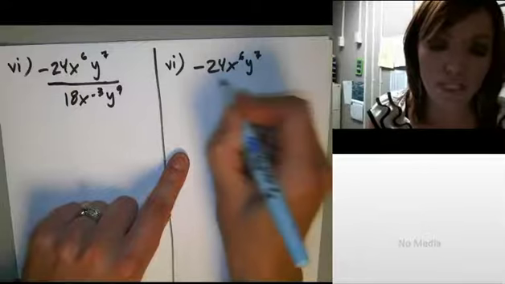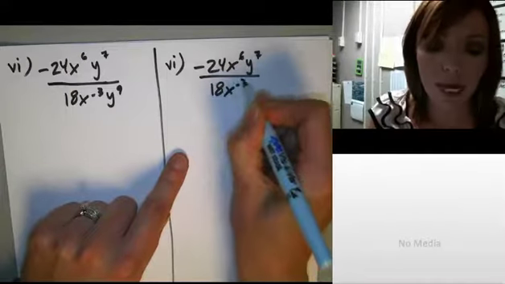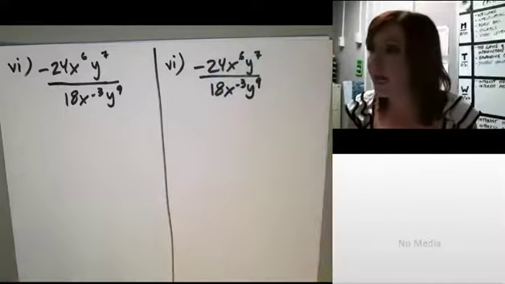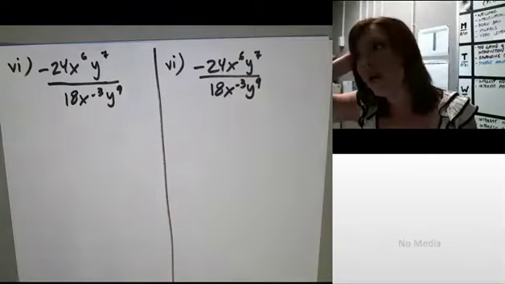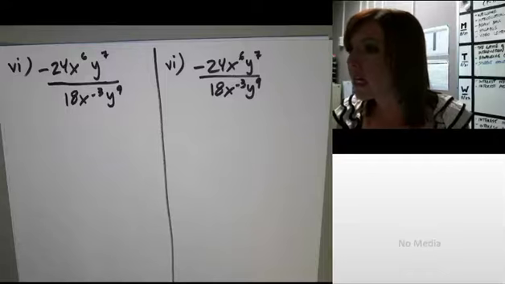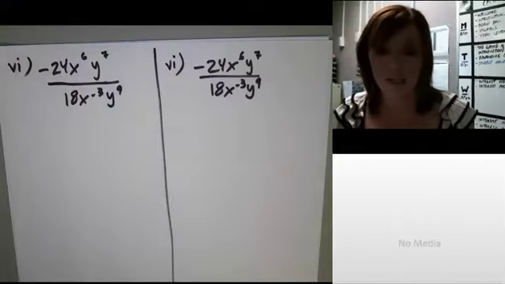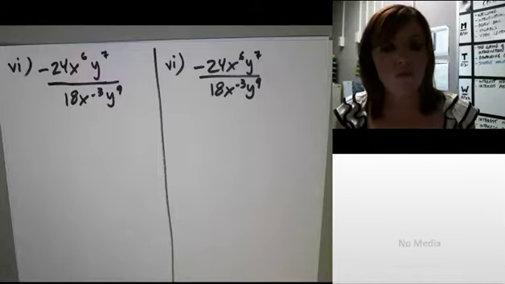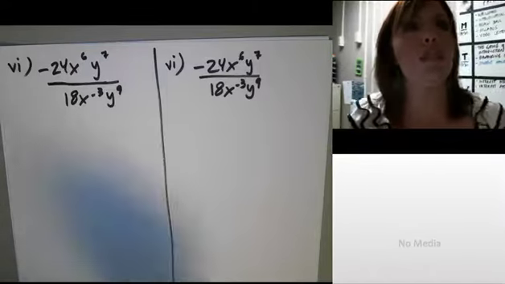Okay. Here we go. -24. We're just going to do this one as a group here. -24x to the 6th y to the 7th over 18x to the -3rd y to the 9th. Okay. First thing that we want to do here. Any suggestions? Alyssa.